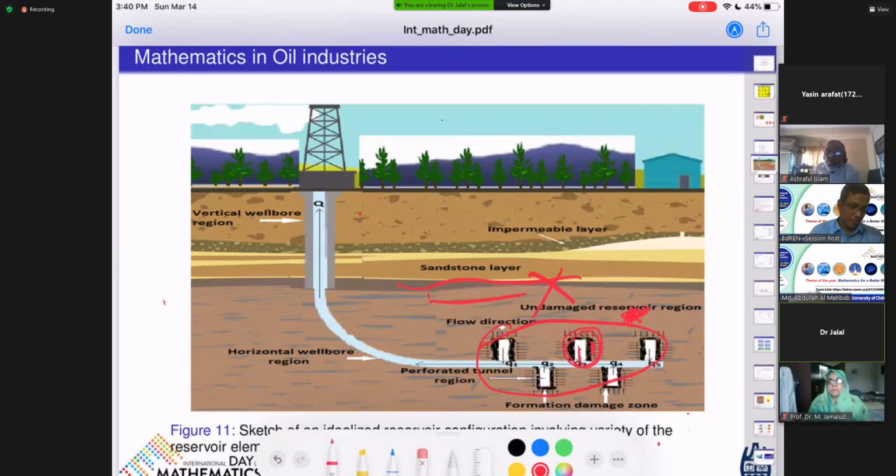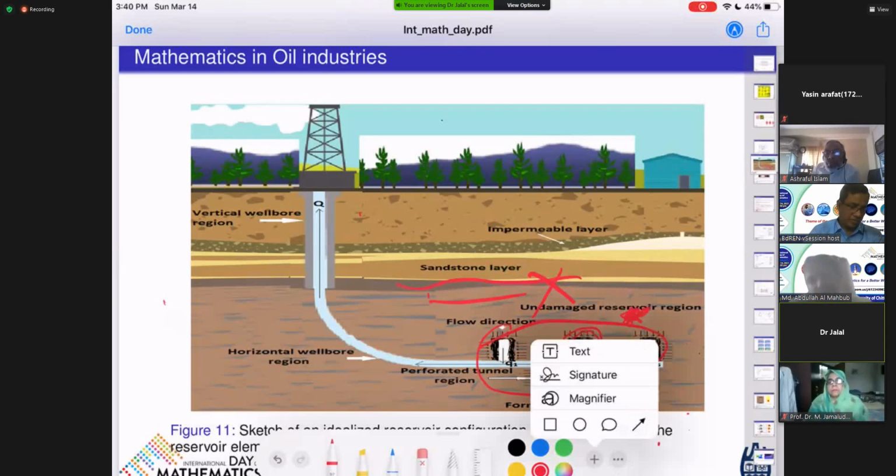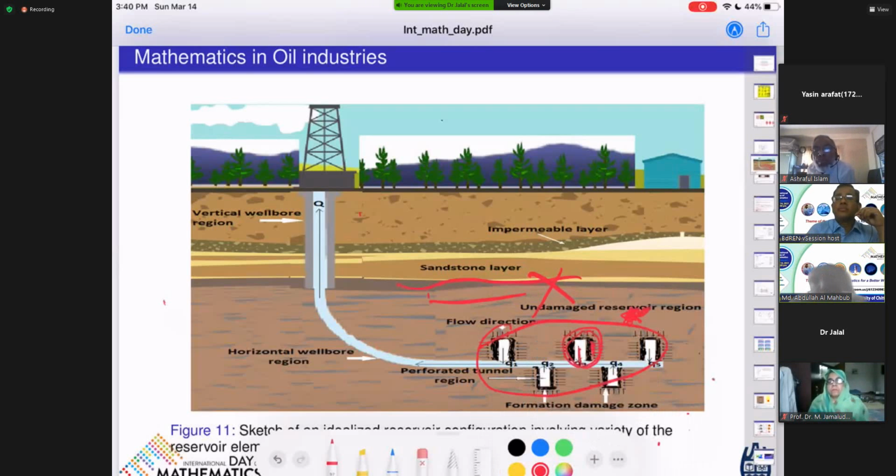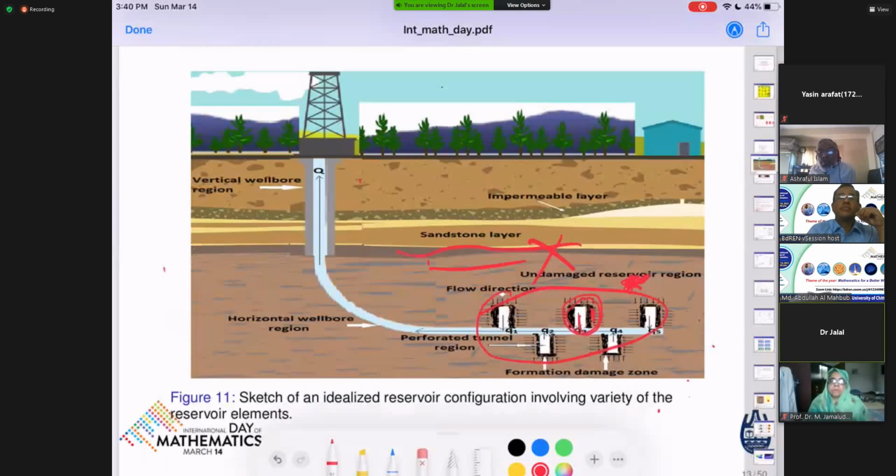I have to draw for you. The question is that the reservoir is full of porous media, matrix or fracture, and the Navier-Stokes equation only works for the free flow region, where there is no porous media. Yes, Abdul Mahbub, this is the beauty of using the Navier-Stokes equation in porous media.